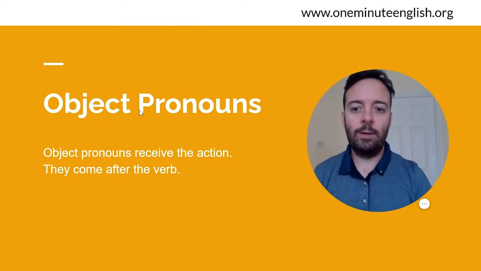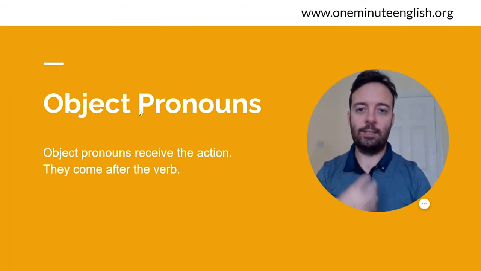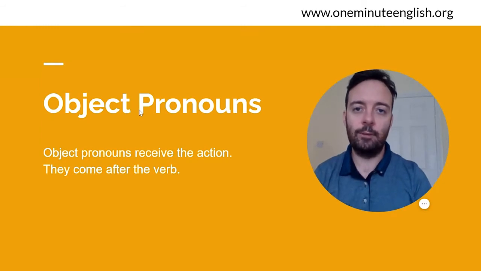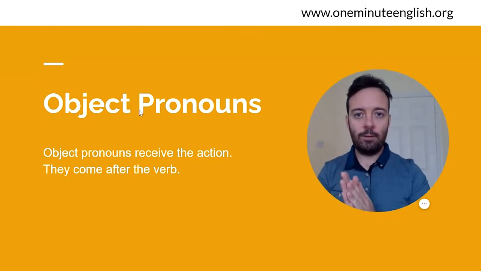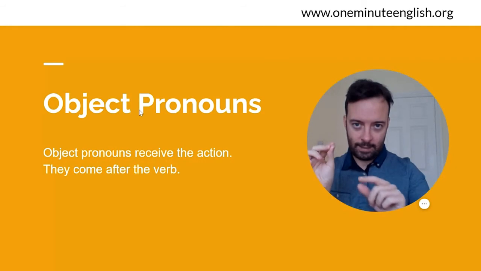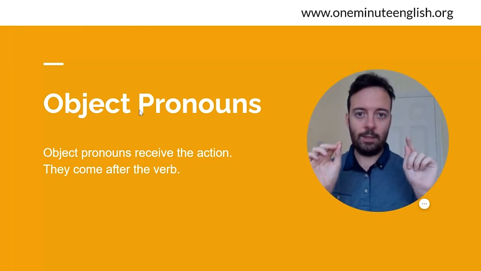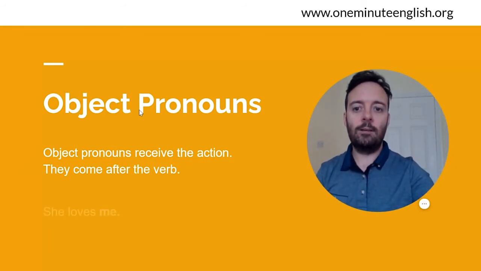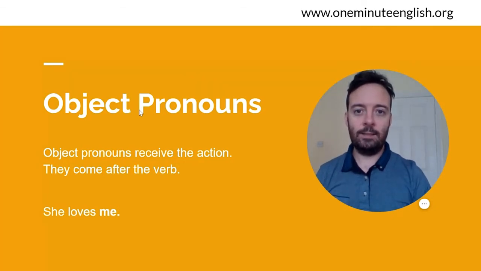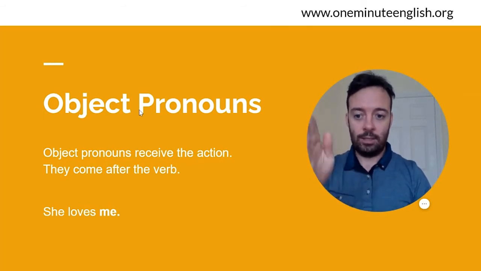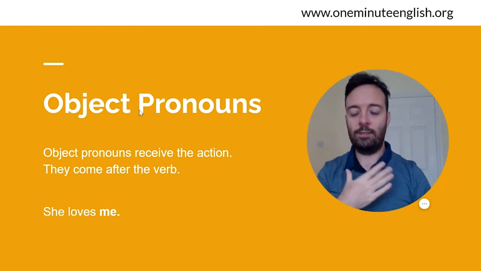So object pronouns receive the action, okay? They come after the verb, right? So the subject pronoun comes first, and then after the verb comes the object pronoun. Let's look at some examples. She loves me, okay? So in this case, I am the person that receives the love, okay? So she gives the love and I receive the love.